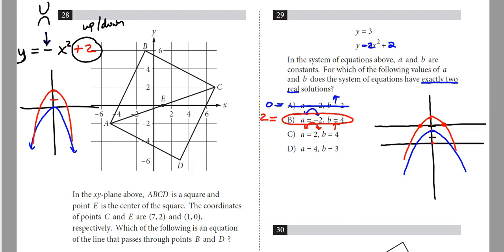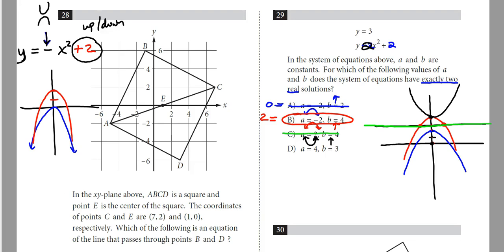Let me just prove to you on the other ones that they don't work. Since a is 2, that means our number in front is going to be positive. So it's going to be more of a bowl like that. And it's going to go up 4. So from 0, 0, if I go up 1, 2, 3, 4, and I'm a bowl going up, again, I don't touch my line. Remember, this is the y equals 3 line that we're trying to intersect at 2 different places. Part C definitely didn't do that.